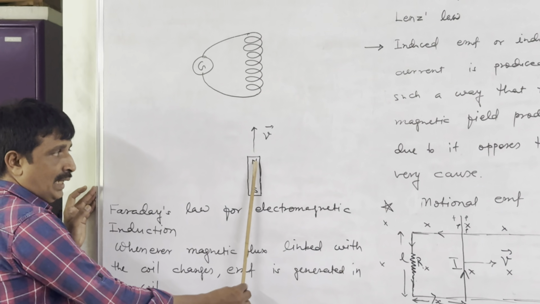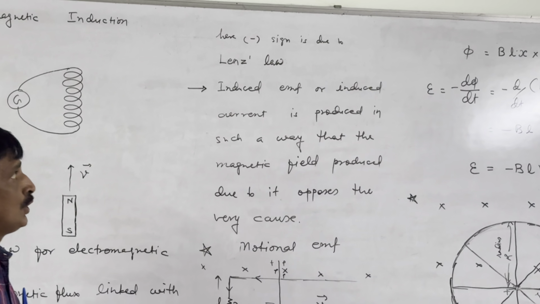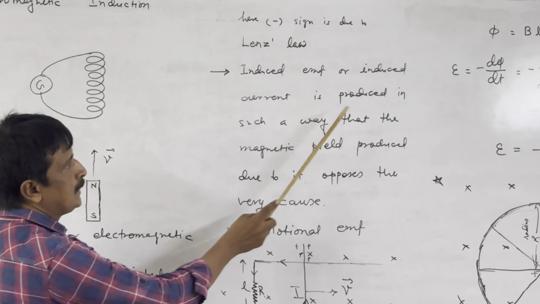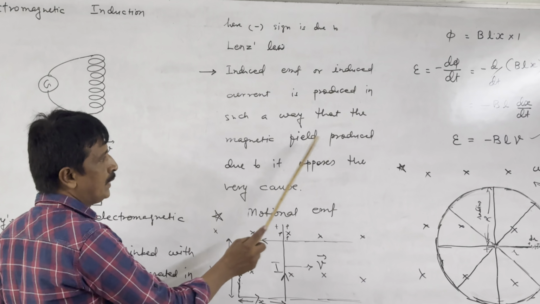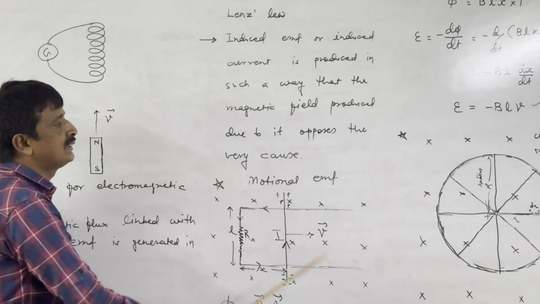In that time interval, the induced current is this way. So this end behaves as south pole and the magnet is moving this way, so it attracts the magnet. That is, it opposes the magnet. Every time it opposes the motion of the magnet. Lenz's law says that induced EMF or induced current is produced in such a way that the magnetic field produced due to it opposes the very cause.